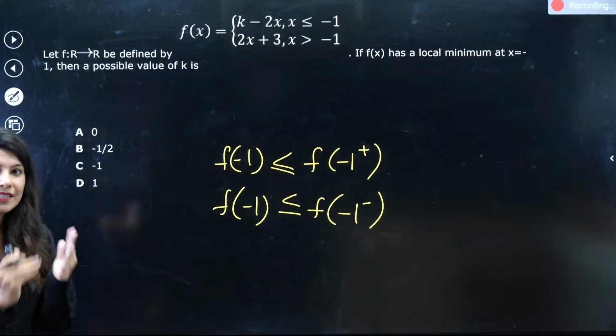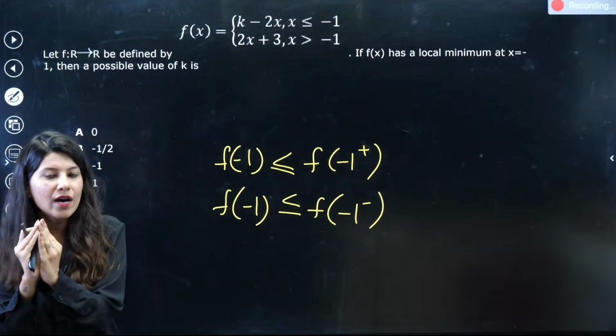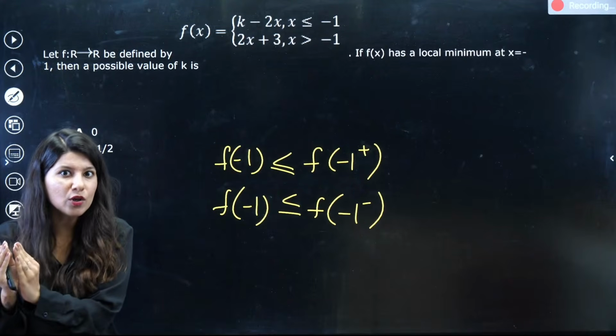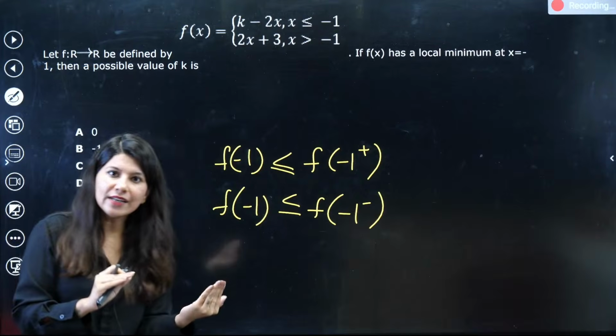What does that mean? If at minus 1 you are getting a lesser value, and if you go a little ahead of minus 1, again you are going to get a higher value or equal. And on the left hand side also.